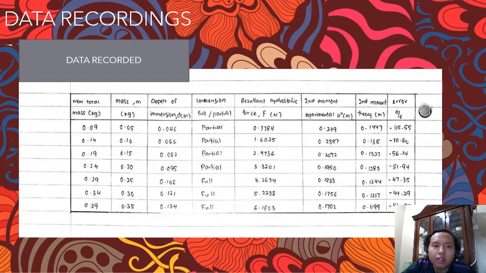Okay, this is the data recorded. This is all the values. All the values have been recorded into the table, so it is easier for me to plot the graph and show the result.